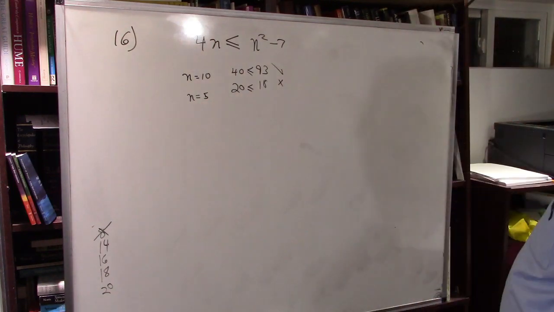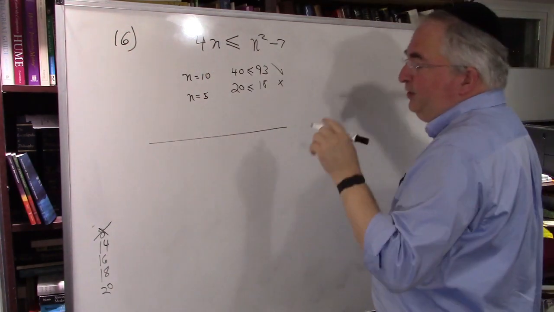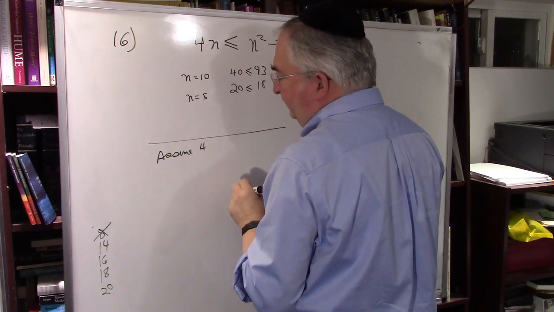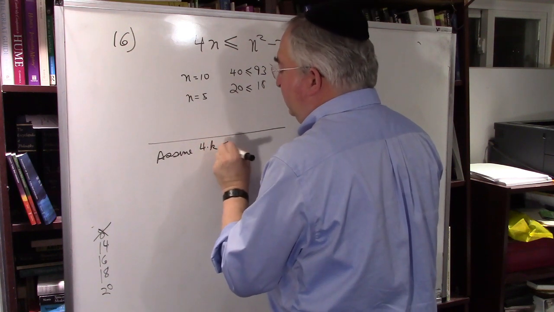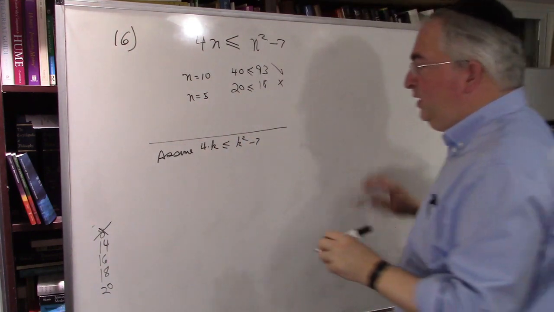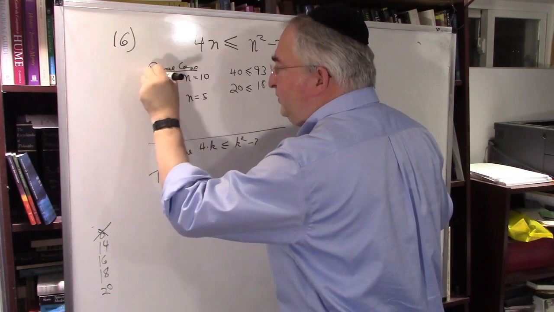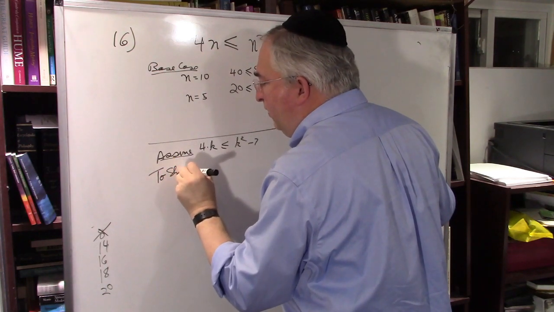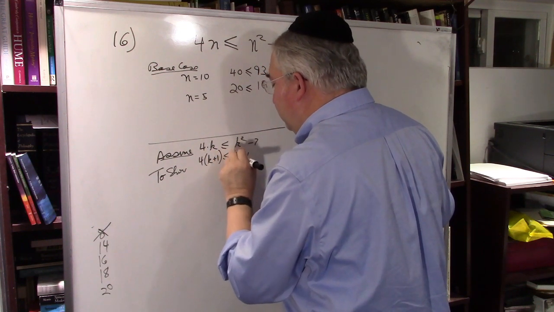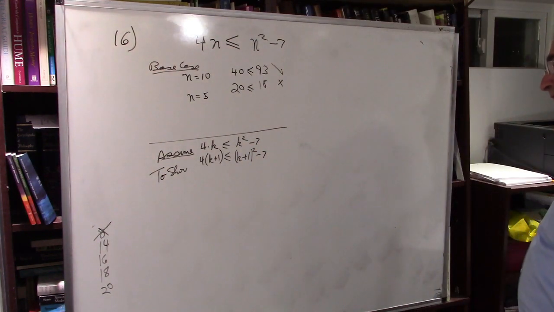Great. We're going to worry about the base case in a few minutes. Okay? We're going to even leave room for it. But I want to do the induction. Assume 4 times k is less than or equal to k squared minus 7. We're going to leave the base case. This is the base case. We're going to do that later. Step 2, to show 4 times k plus 1 is less than or equal to k plus 1 squared minus 7. Okay, that's what we wanted to show.